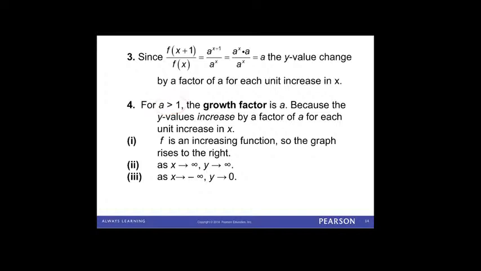f is an increasing function, so when we look at the exponential function as increasing, what we mean is as we trace it left to right, it's always going up, right? So f being an increasing function means as we trace it left to right, it's always going up. So it rises to the right. As x goes off to the right, y goes off to positive infinity. As x goes off to the left, y goes to 0, right? Those are properties of exponential functions.